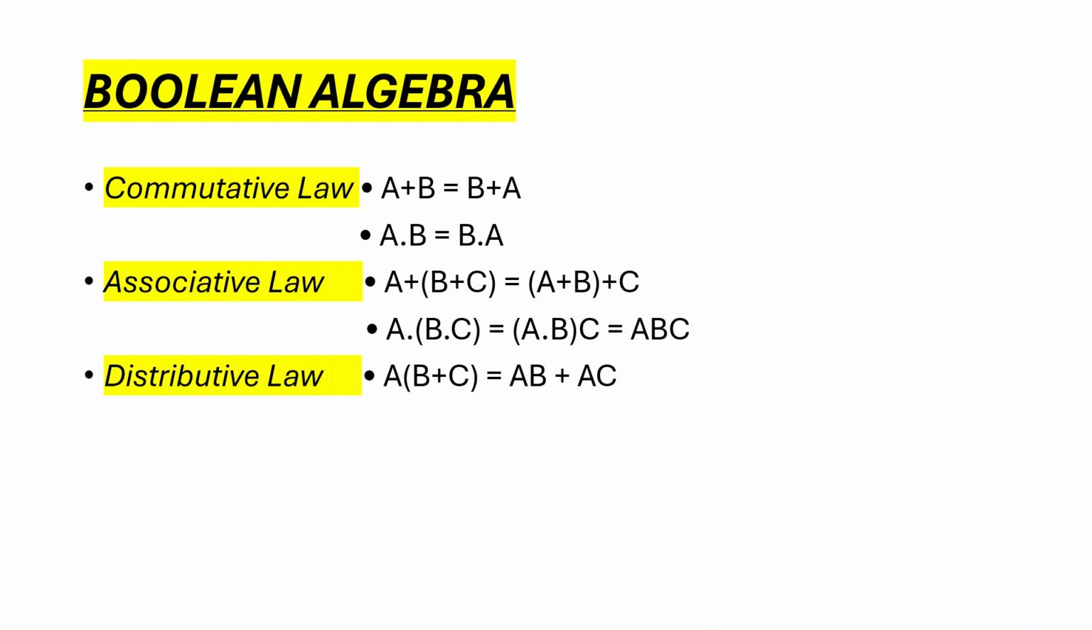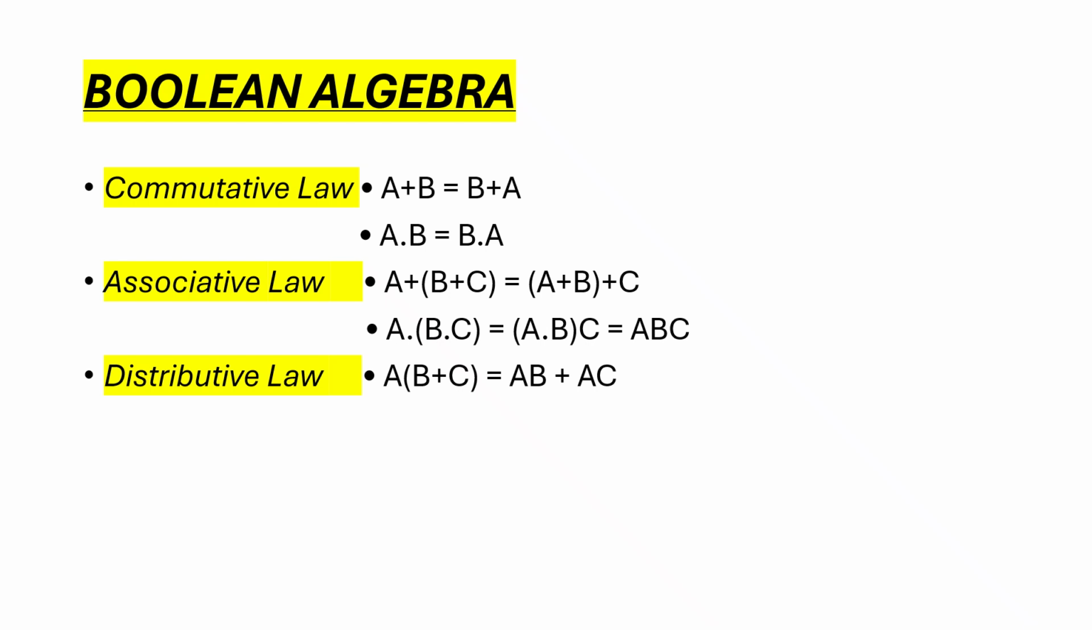And then Boolean algebra. Boolean algebra is important. In digital electronics, we will be using all of these: commutative law, associative law, distributive law. Commutative law means A plus B is equal to B plus A, and A dot B is equal to B dot A.